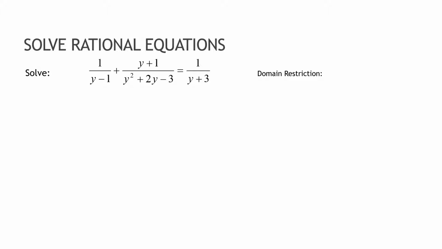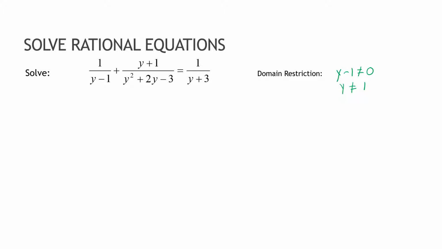But before we get to that, let's look at the domain restriction. I need to make sure that my denominator does not equal 0. So the first thing I'm going to do is look at y minus 1 and say y minus 1 does not equal 0. And that means that y does not equal 1.